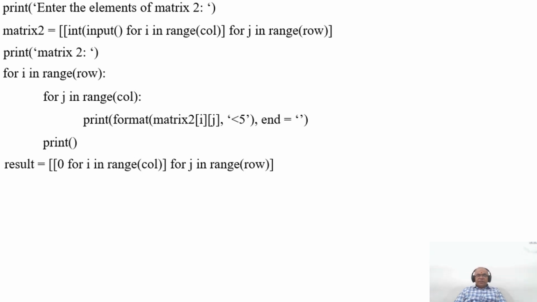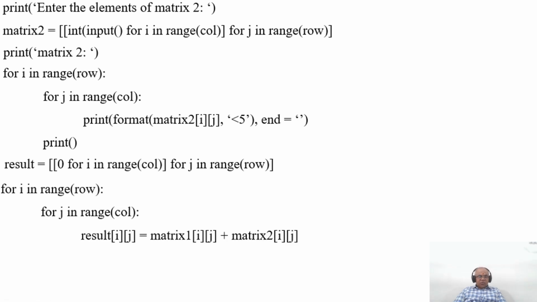We will see that when you give the explanation, and also when I do the programming, you will be able to understand in a much better way. Then for i in range(row), similarly for j in range(column), I am now printing the result. How to calculate the result? The result matrix of [i][j] will be equal to matrix 1 [i][j] plus matrix 2 [i][j].